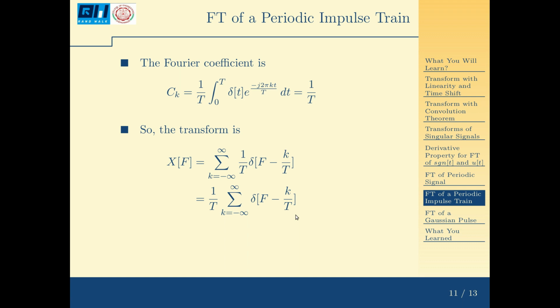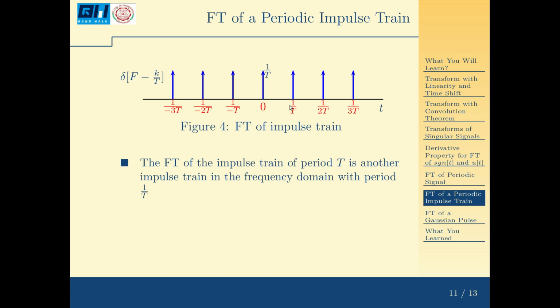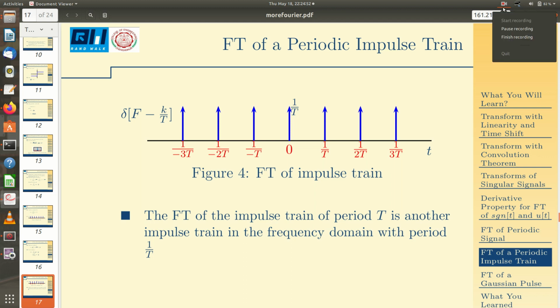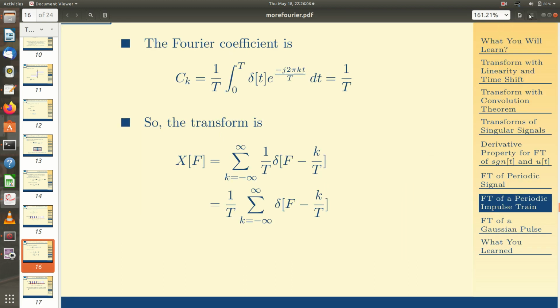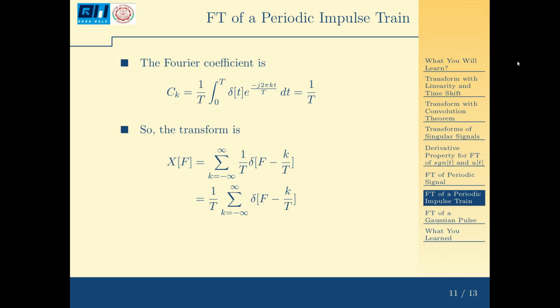Now you can see that the Fourier transform of that impulse train is another impulse train in the frequency domain, each with a height of 1 by T, spaced 1 by T apart. So in the frequency domain you get another impulse train, at 1 by T, 2 by T, etc. What this result says is that the Fourier transform of an impulse train is an impulse train in the frequency domain with a height 1 by T spaced at every 1 by T. So that looks like this.